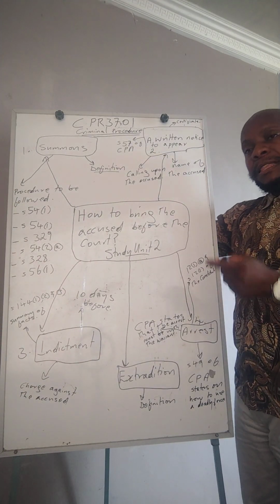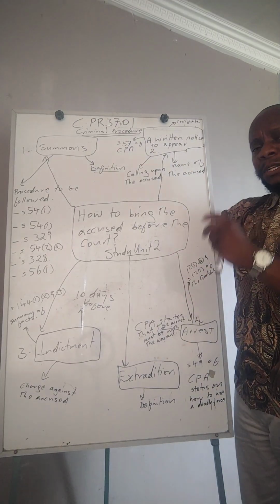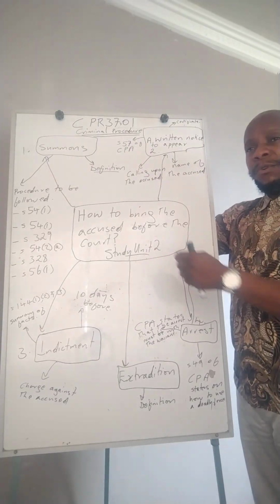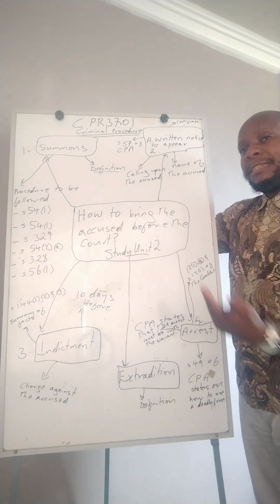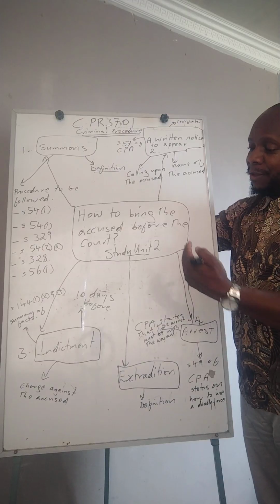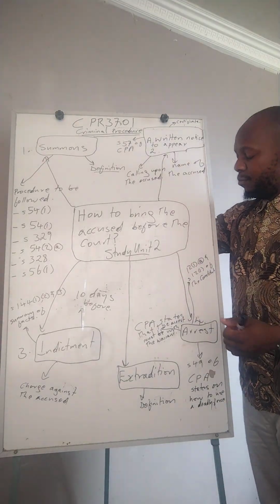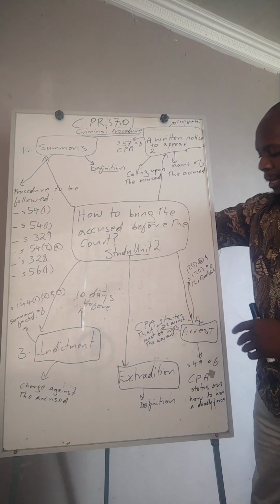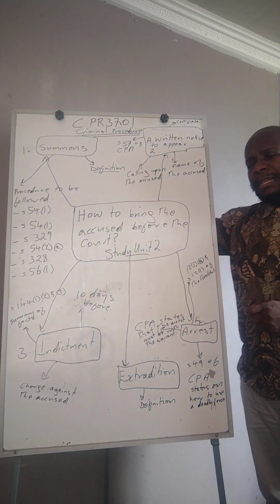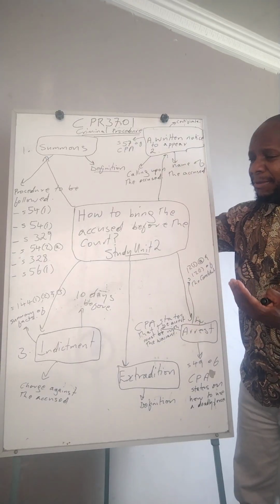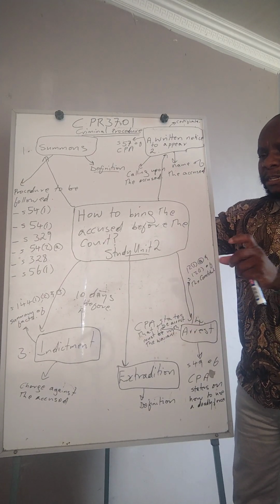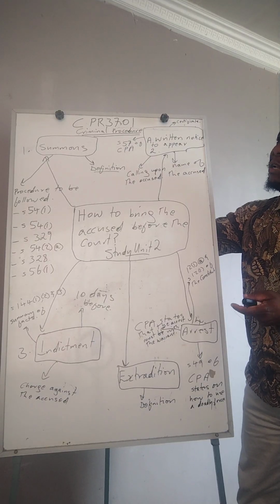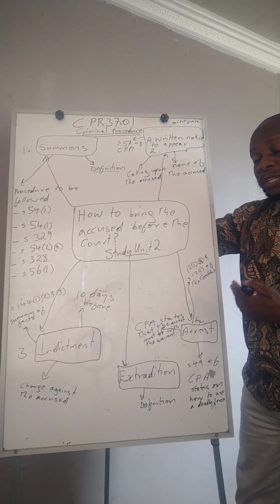And lastly, the indictment should be given 10 days before the trial, unless the accused agrees that they can be given a shorter time to appear before the court. That was the third method. And the fifth method is the one that the courts or the justice system is reluctant to use, which is the arrest. The arrest is actually infringing on some of the constitutional rights.